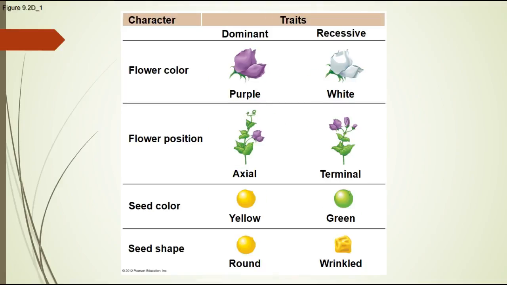There were seven different characteristics that Mendel looked at in peas. He looked, of course, at flower color, and the position of the flower, whether the flower was on the sides of the plant or at the tip of the plant. It's called axial versus terminal. The seed color, either yellow or green. The seed shape, either round or wrinkled.